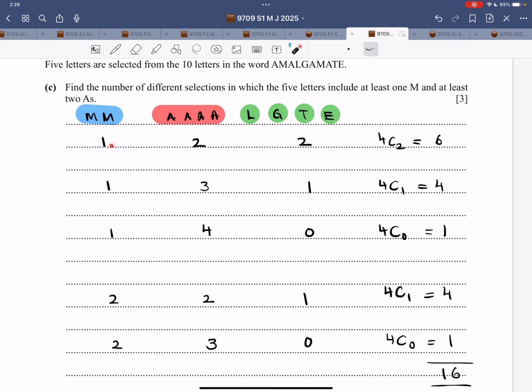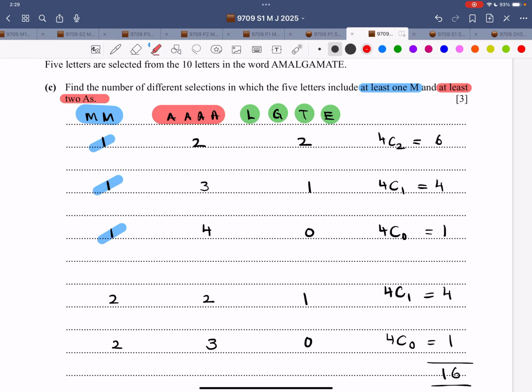So we need 1 M, at least 1 M. Let me grab my blue marker. So that is at least 1 M, and let me grab my red marker, at least 2 A's. So therefore, if I fix this is 1A, 1A, 1A, it's a 1A series.